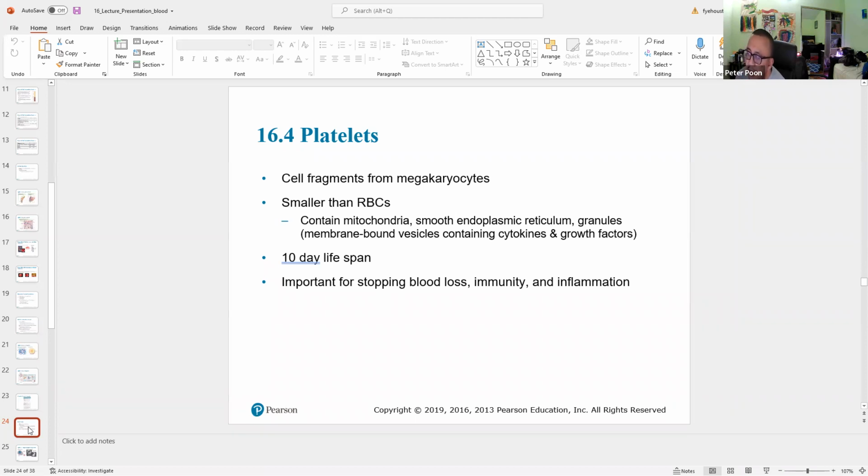Okay, platelets are cell fragments from megakaryocytes. They're smaller than red blood cells. They contain mitochondria, smooth ER, granules, something like that. So they're important for blood loss, immunity, and inflammation.